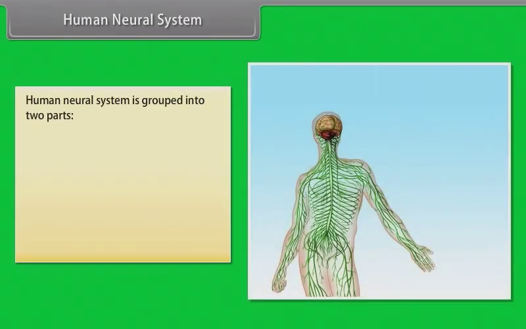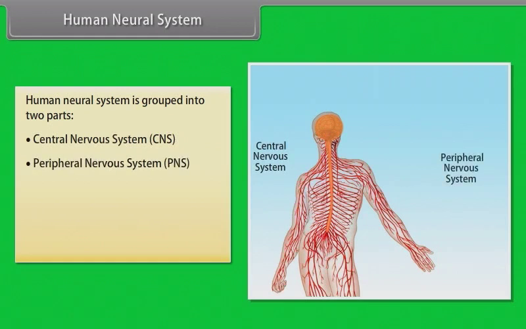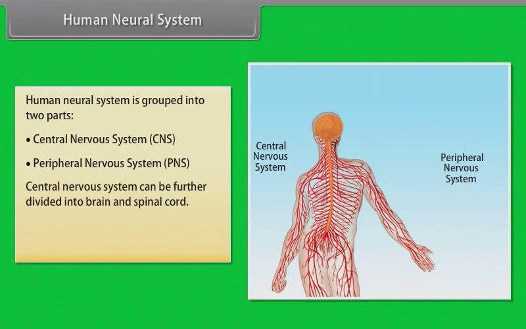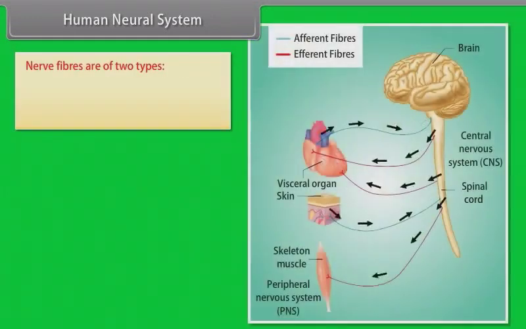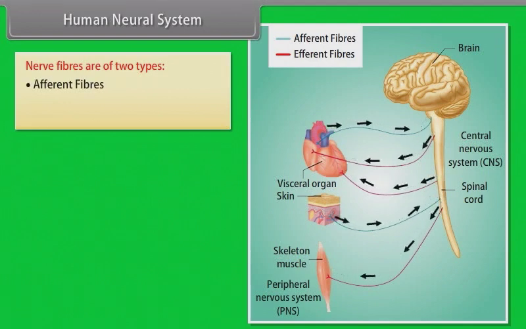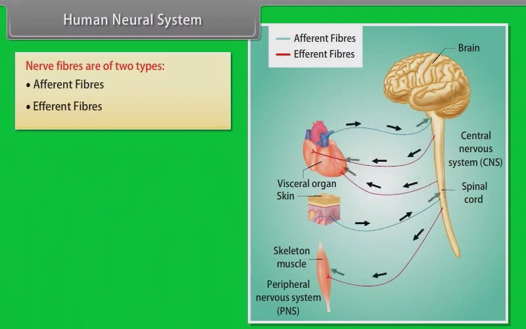Human neural system. Human neural system is grouped into two parts: central nervous system and peripheral nervous system. Central nervous system can be further divided into brain and spinal cord. Peripheral nervous system includes cranial nerves and spinal nerves. Nerve fibers are of two types. They are afferent fibers and efferent fibers.